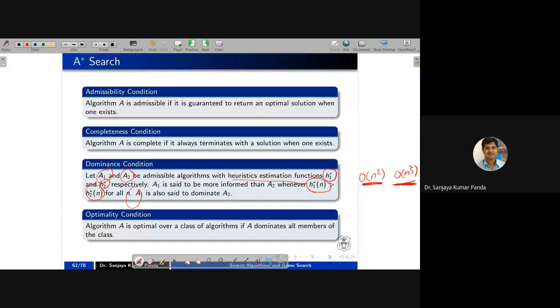Similarly, we have the optimality condition. Optimality condition says that an algorithm is optimal over a class of algorithms if A dominates all members of the class. If multiple solutions exist, and you choose the one that is the best solution, then we call that optimality.